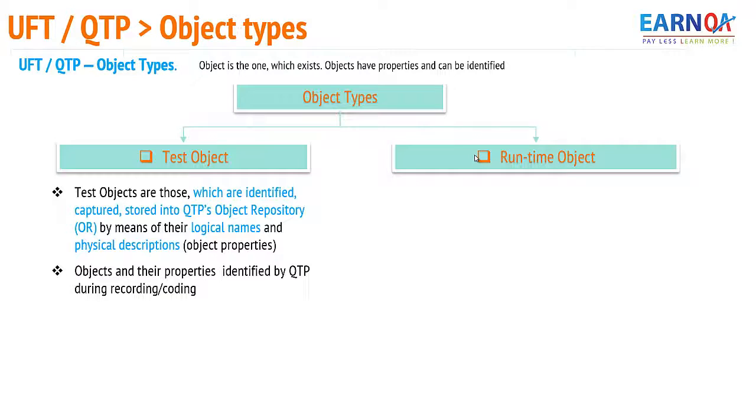The second category, runtime object. What is a runtime object? Let me give you an example so that you would understand the exact difference between test object and runtime object. If you look at me or if you know me, you know only a few things about me. You know my name, you know my nature, you know my attitude. But you do not know how I react if I am angry. You do not know how I react if I am sad.